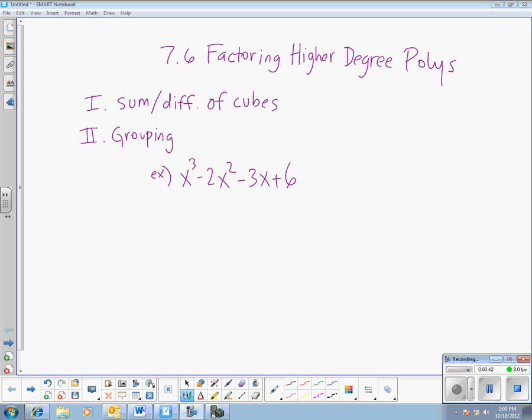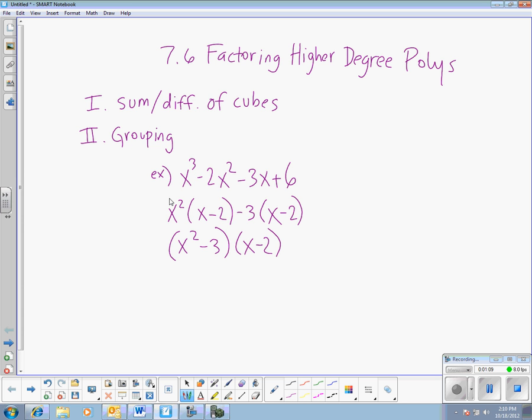Another possibility for factoring a cubic is by grouping. For instance, here we could factor an x squared out of the first two terms and be left with x minus 2. And then I could factor a negative 3 out of the second two terms and be left with x minus 2. And just coincidentally, they both happen to have an x minus 2. And then my factored form would be x squared minus 3 times x minus 2. And if you FOIL that back out, you can convince yourself that these two things are exactly the same.